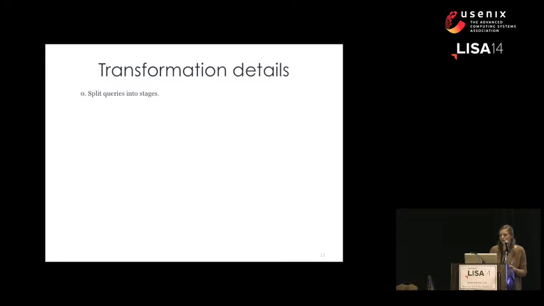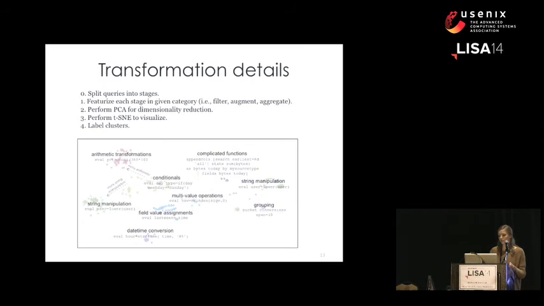So to answer this question, we first split all the queries into stages again. Then for each of the stages in the categories of interest, we focus on filter and augment and aggregate because they're the most common. We then performed PCA on these feature vectors that we got out to reduce the dimensionality. Then we performed another step to project these into 2 dimensions. And then we labeled the resulting clusters. So this is what the points look like after we applied t-SNE, and then I've also color-coded and labeled these. So we used a little tool to explore these.